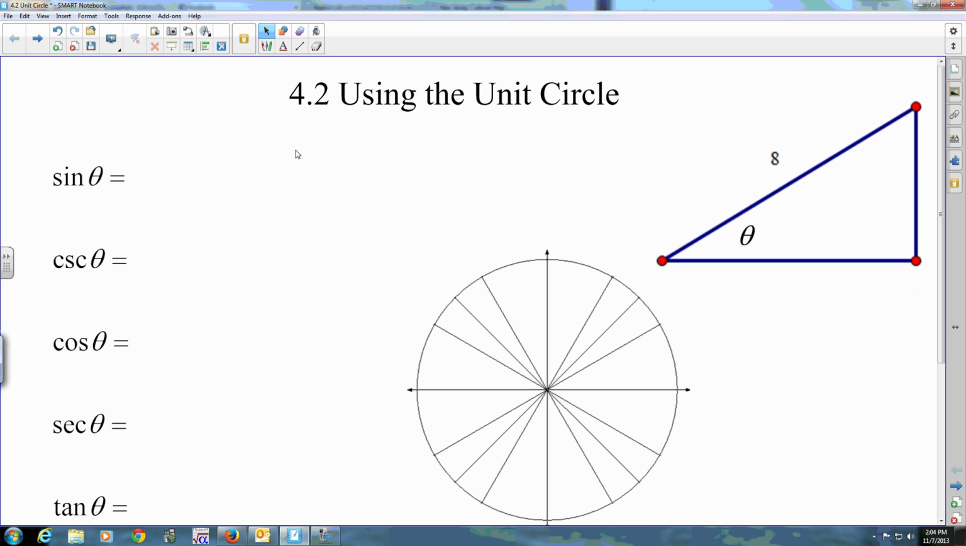All right, you guys, section 4.2 for pre-calc. First thing we need to do is just give you some definitions. Certainly you guys have seen before SOHCAHTOA.